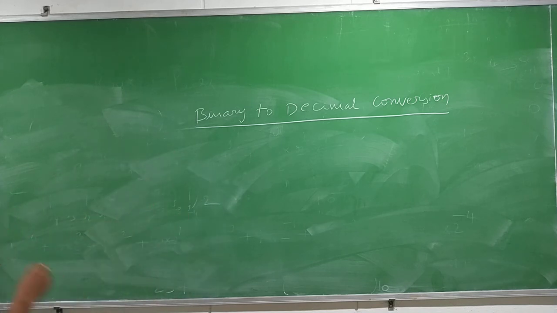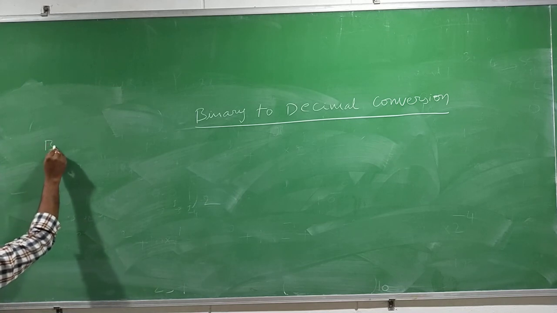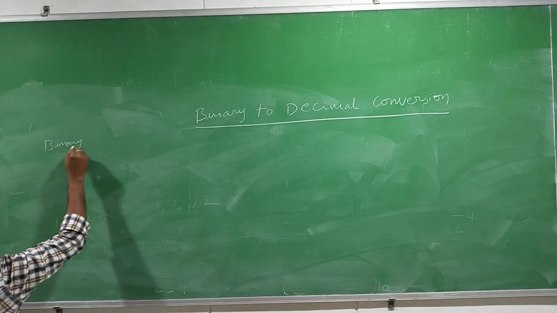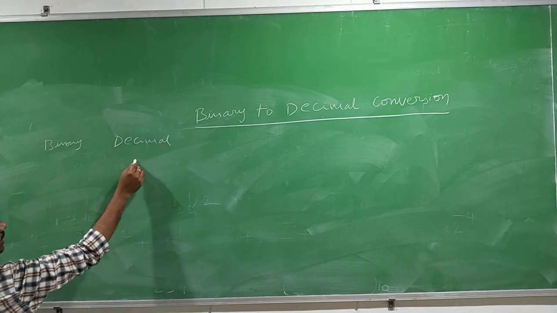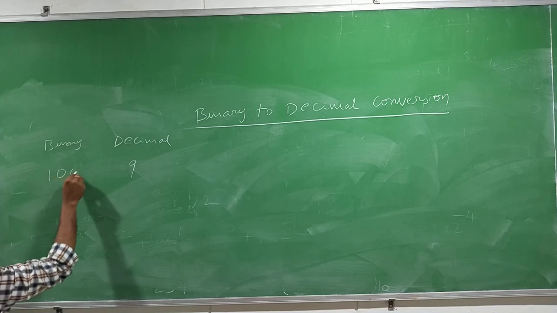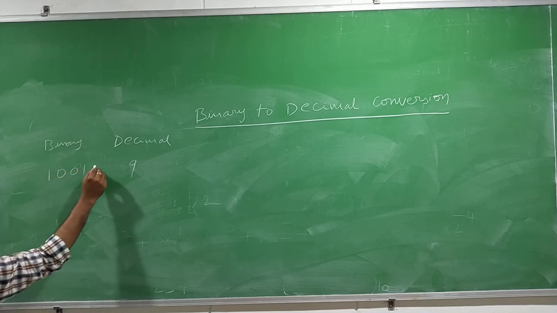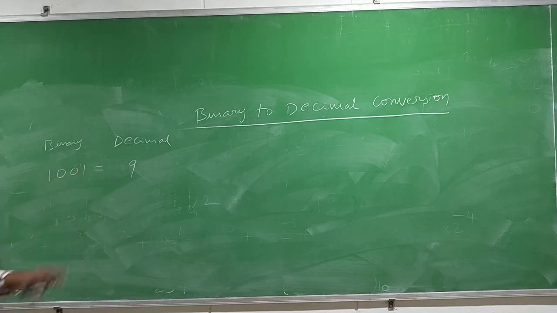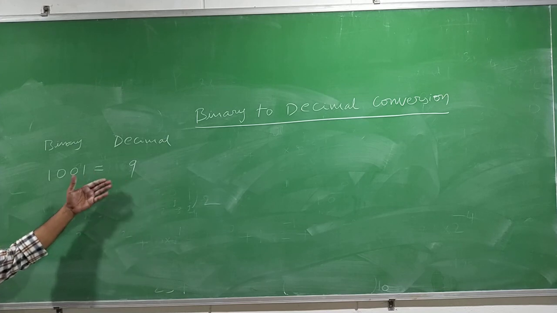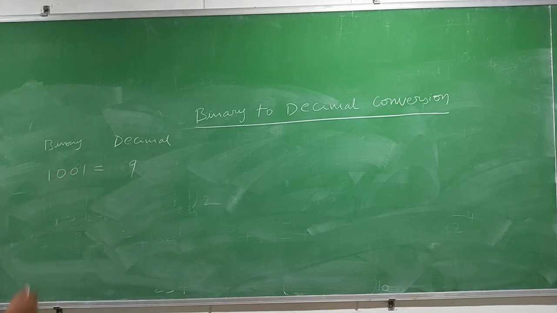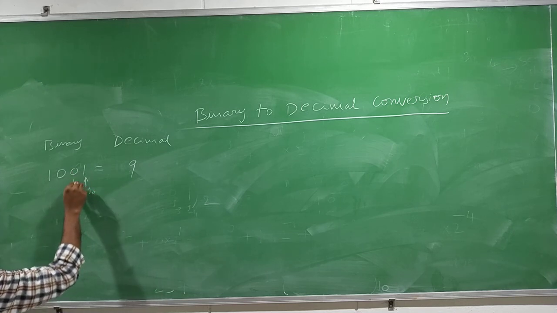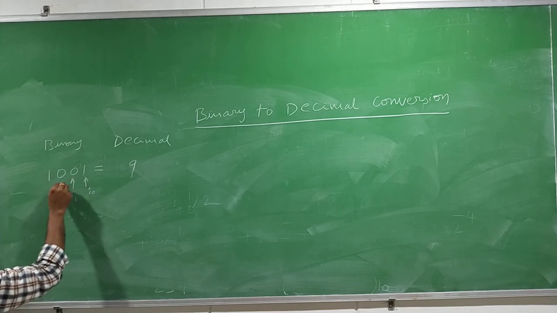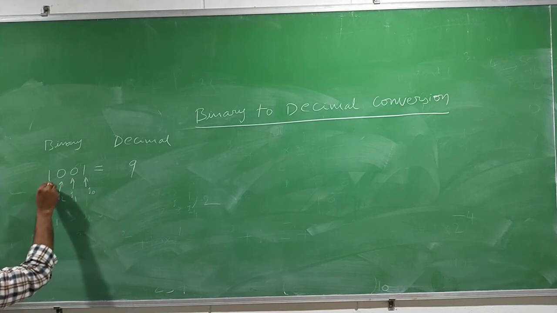How we have compared: for example, in that given number, I have taken binary and here I have written decimal. For 9, if I remember, I have written 1001. Now we will prove this one. What is this 1001? The position of this one is J0. What are these positions? J1, J2 and J3.